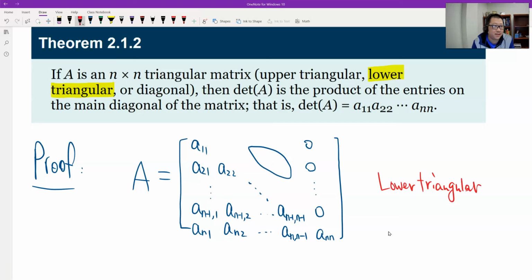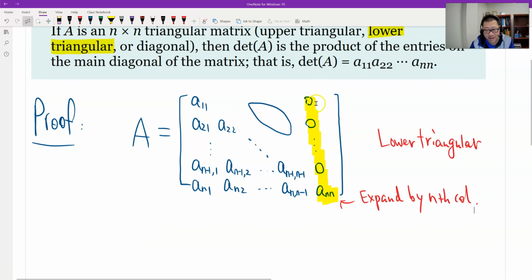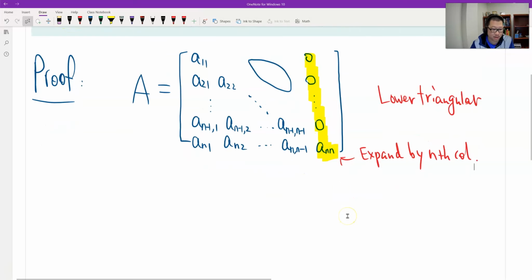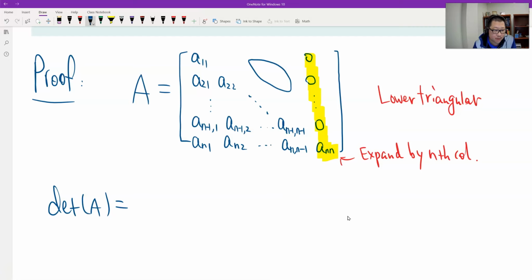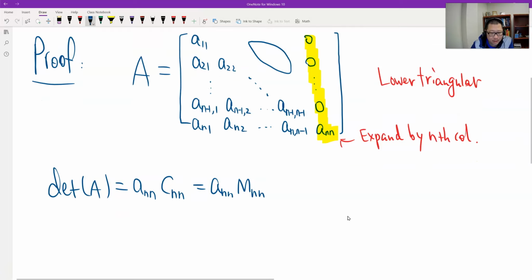And how to find the determinant? We know the cofactor expansion, so we can expand by the last column, the nth column. Why do we expand this way? Because there are a lot of zeros and only one non-zero entry. Therefore, the determinant of A should be, since I only pick the last entry, a_nn times C_nn, the cofactor. The cofactor equals the minor M_nn, because for entries on the diagonal the sign is positive, since n plus n is an even number.